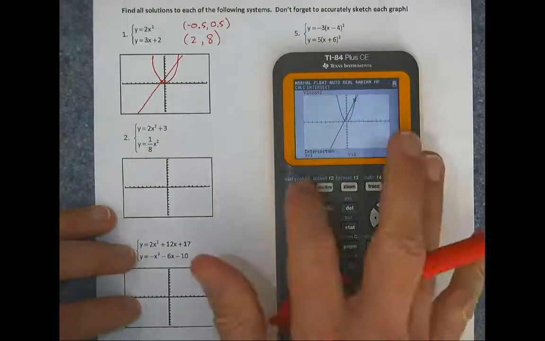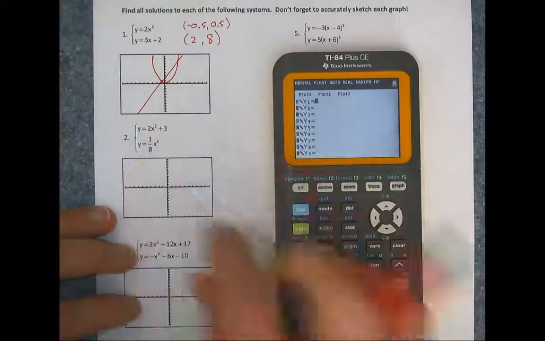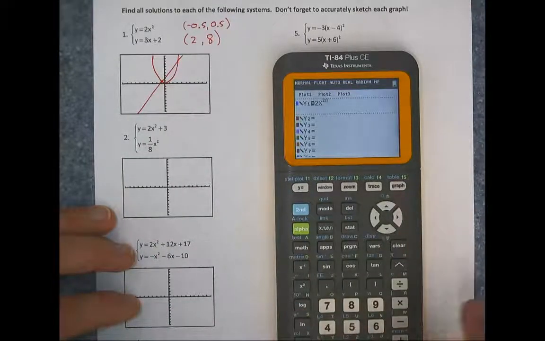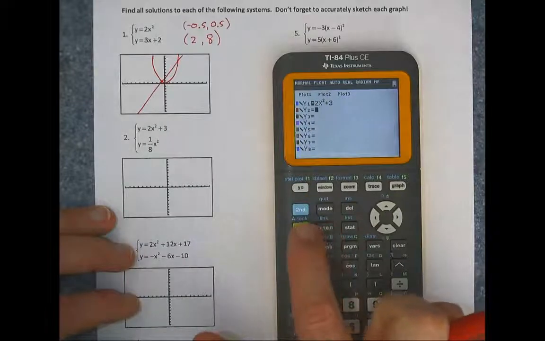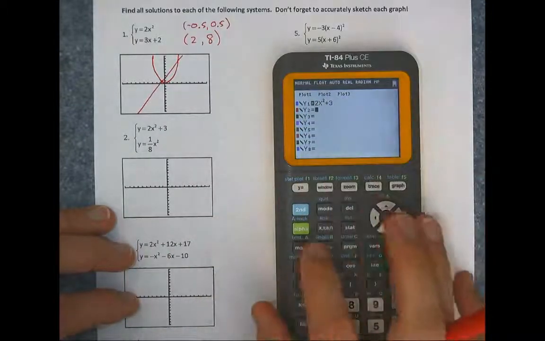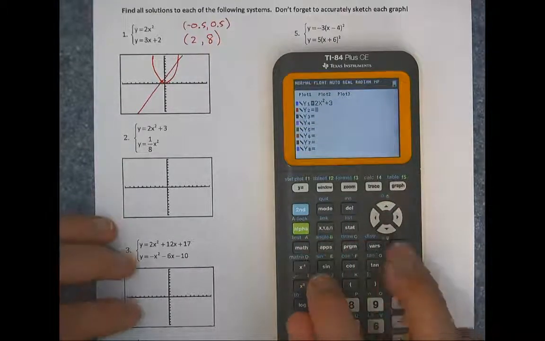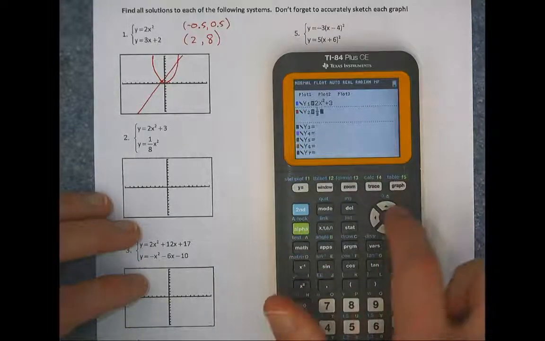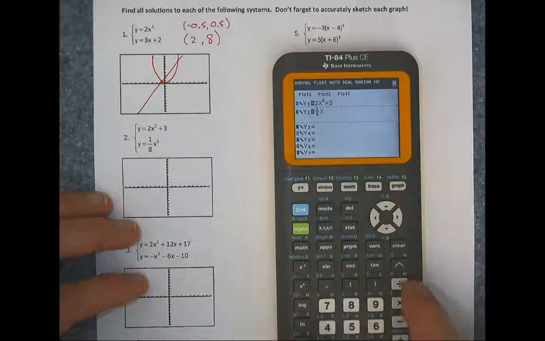Number 2. So hit y equals. Clear these out. 2x squared plus 3. Make sure you go over for the plus 3. And then 1/8. How do we get the fraction? So you're going to hit alpha and then x if you've got this. Other calculators that are older versions of this, you might have to go into math and find your fraction button there. So alpha x is the shortcut. 1/8 to the side. We don't want to put x in the denominator. We want it next to it. So scroll to the side. X squared.